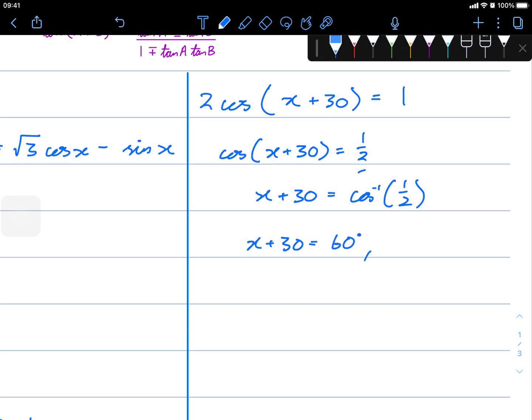But also, since it's positive half, cos is also positive in the fourth quadrant, which is 360 minus the first quadrant equivalent. So that's going to be 300 degrees.